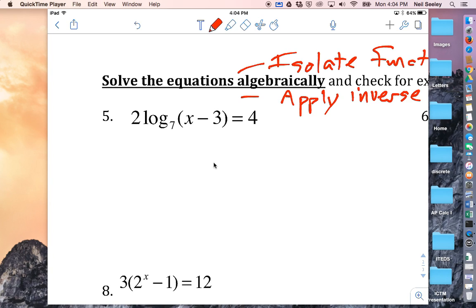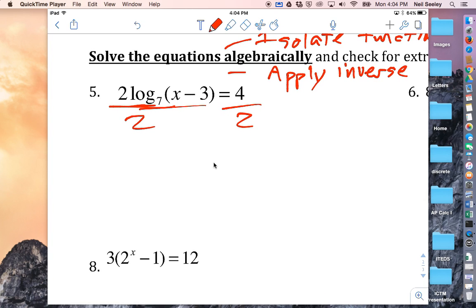For instance, hey, I can see the log there. I'm going to get it by itself. I'm going to isolate it. Things I need to do are like, get rid of that 2. Divide by 2. Divide by 2. This is not the only way to attack it, by the way. Some of you are thinking, can I put the 2 up here in the exponent? Yes, but let me just try one route first, and then if you want to come back to another, you can let me know. So now I've got log base 7 of x minus 3 is equal to 2.